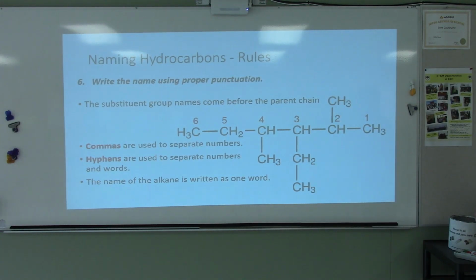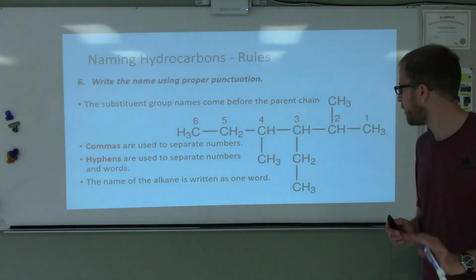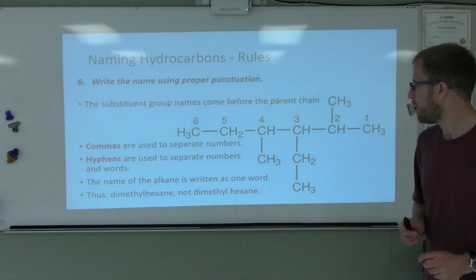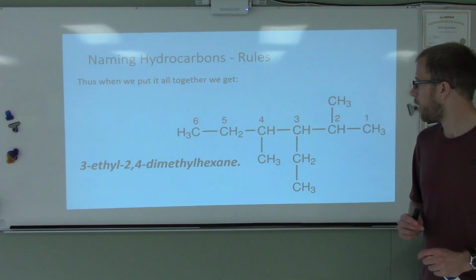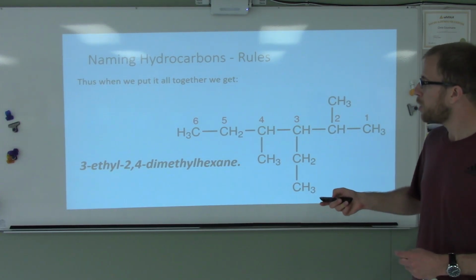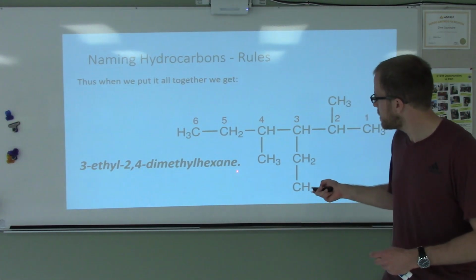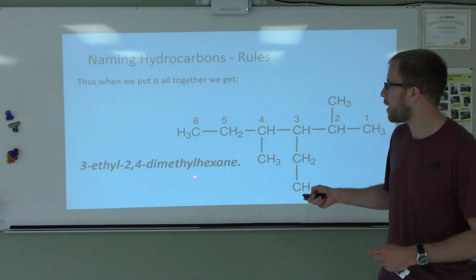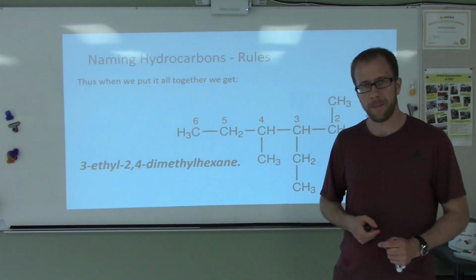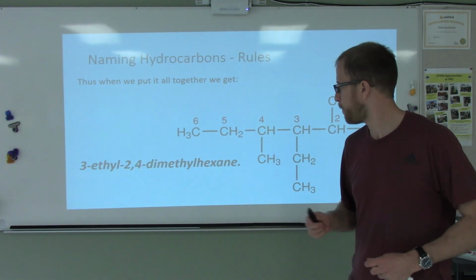Now, the name of your alkane is written as one word, and you're going to see what I mean by that in one second. So, when we put it all together, it is 3-ethyl-2,4-dimethylhexane. Notice how this is one word. Do not put a space there. So, 3-ethyl-2,4-dimethylhexane.